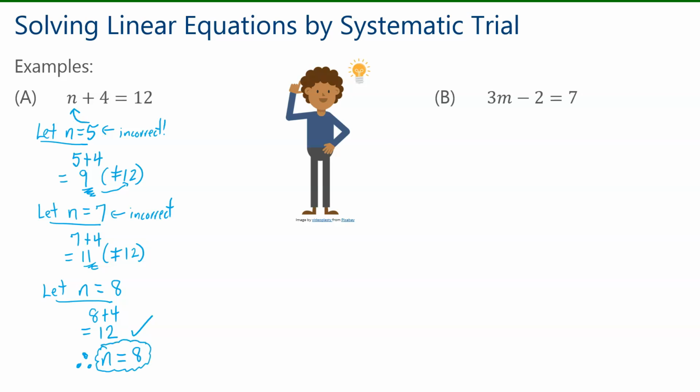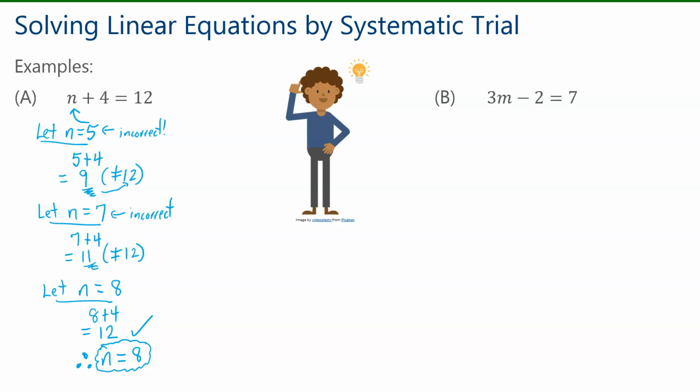For the first example, you may be saying, I knew that answer right away. Why can't I just write it down? Well, if the question says solve it by systematic trial, then you should provide a couple of substitutions to show what's incorrect, and then you can show your correct answer. I know it may seem kind of unnecessary, but you need to show that you understand the process. And sometimes with the equations, you may not be able to do it in your head as quickly.